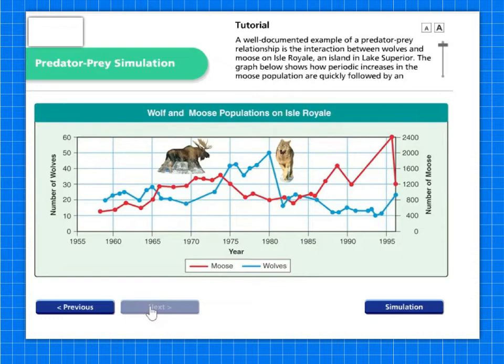For example, there might be a really harsh winter that reduces the number of the moose, or there might be disease in different populations of moose or wolf that could also affect the population number.